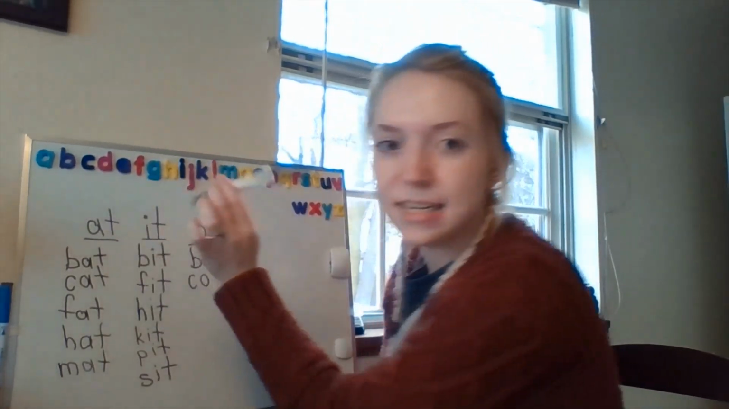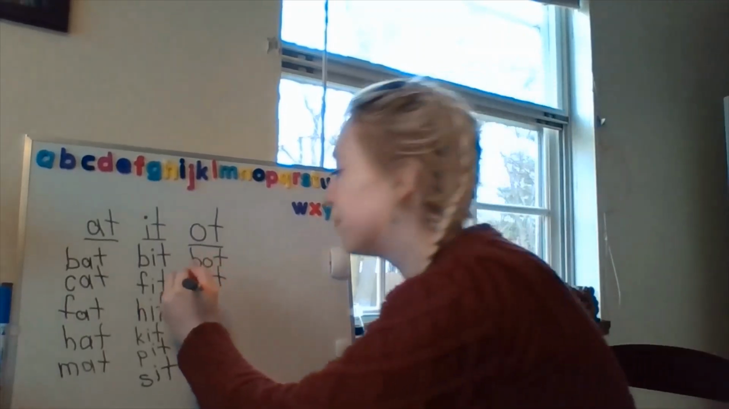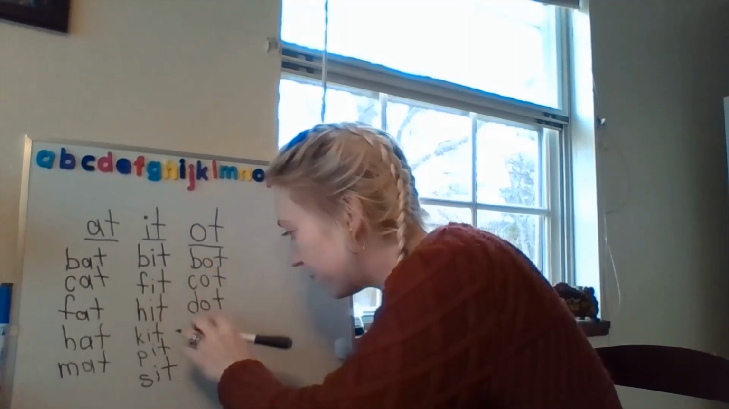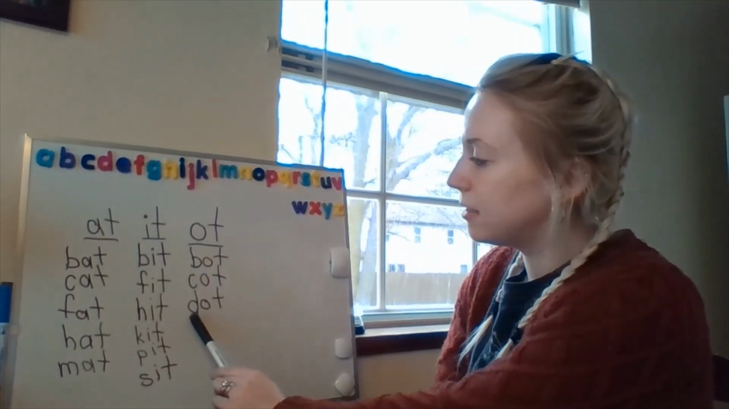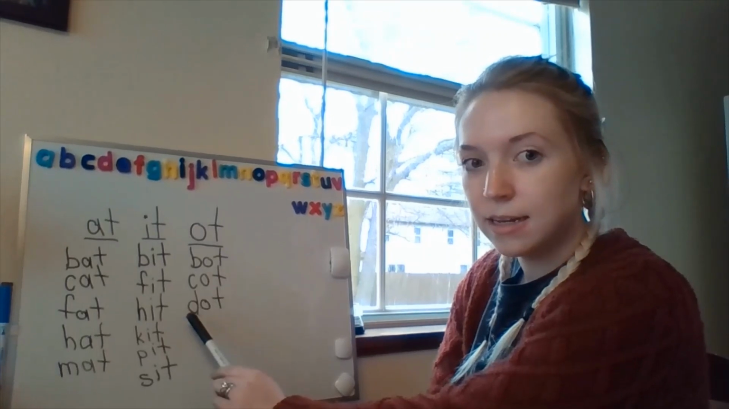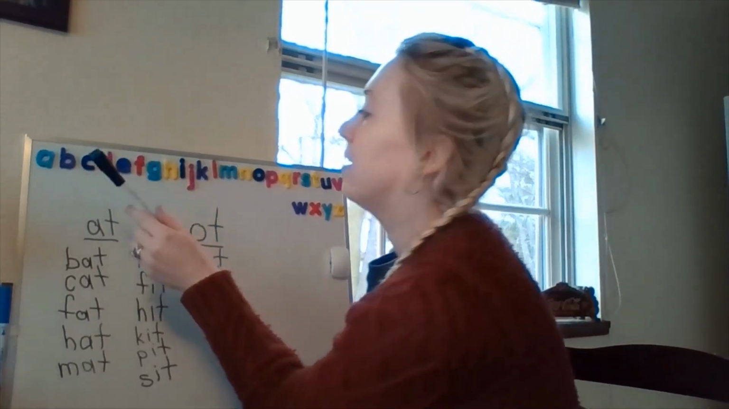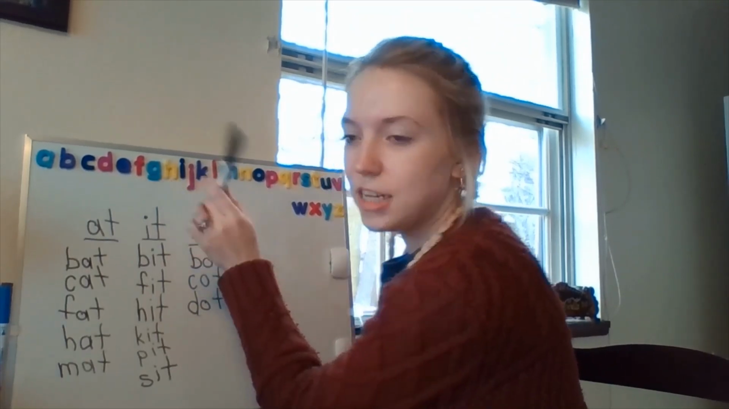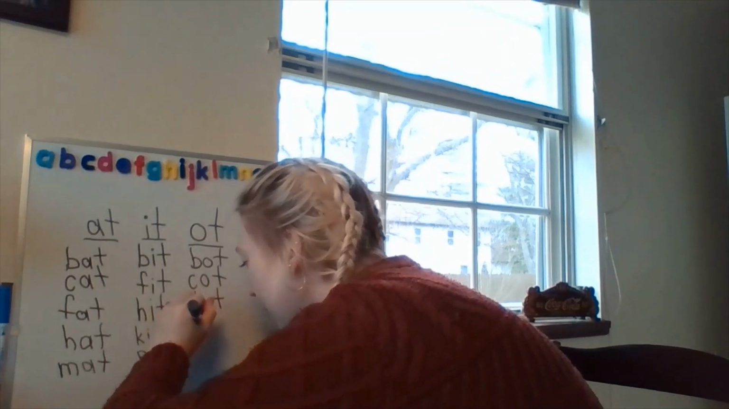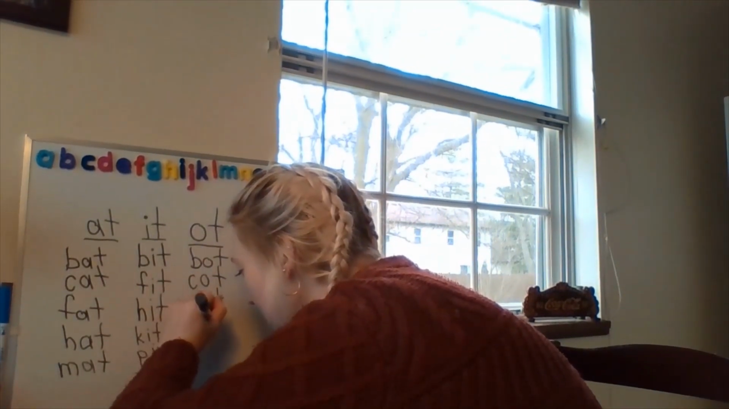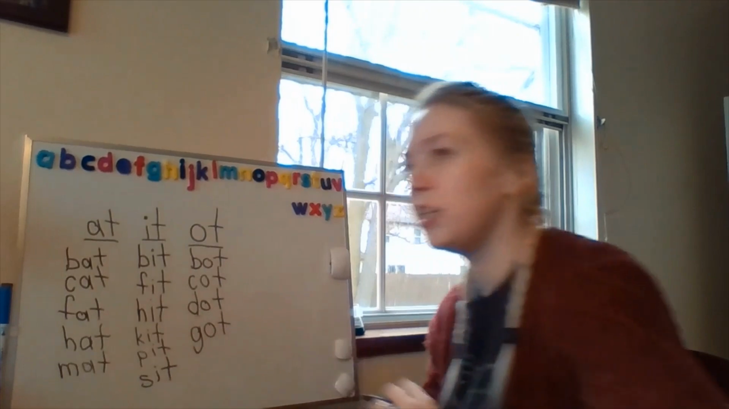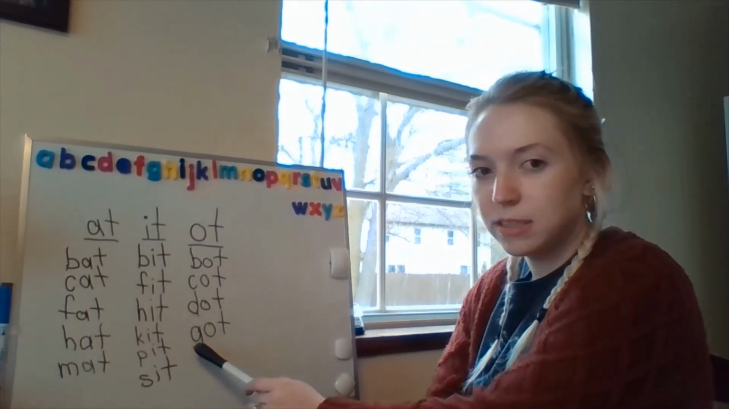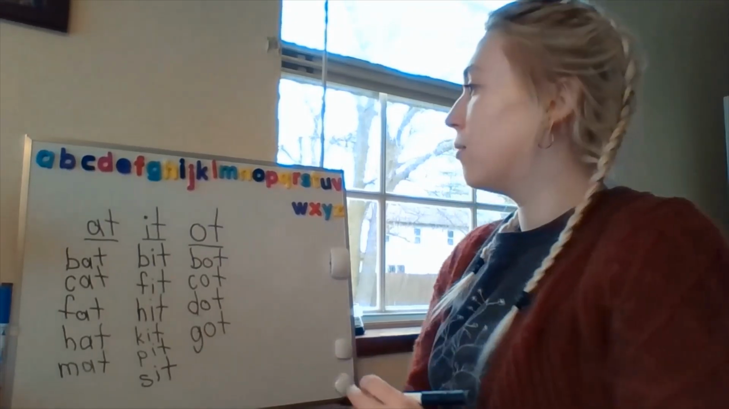What about a D? Can we add a D? I think a lot of you know this word too. What's this word? Ready? Dot. Good. All right, let's keep looking. What about a G? Can we add a G? What sound does G make? G, g, g, ot. What's the word? Got.